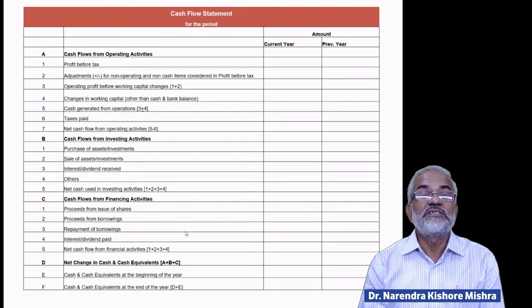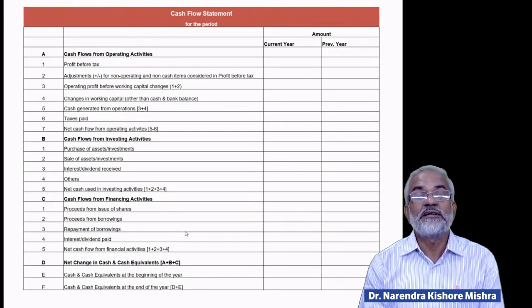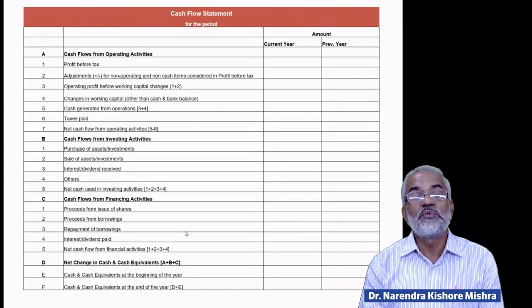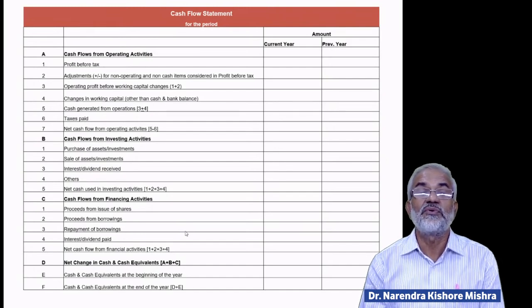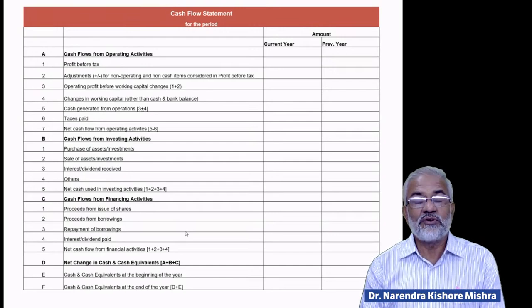Taking that into consideration, the net cash used in investing activities would be item number 1, plus item number 2, plus item number 3, plus item number 4. When all these are added together, that would be the net cash used in investing activities. That would be the flow of cash from investing activities.